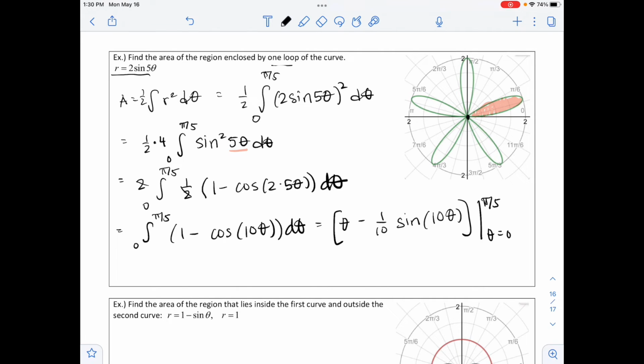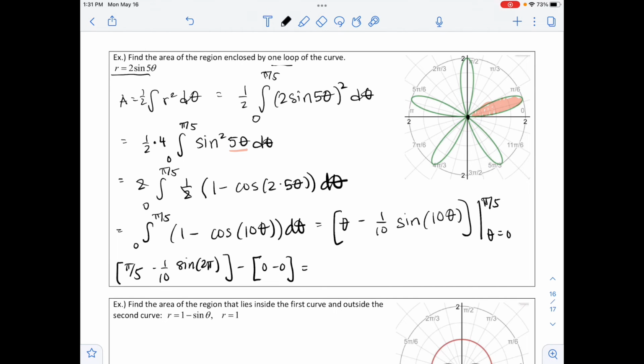And so by first substituting in pi over 5, we have pi over 5 minus 1 over 10 times sine of 2 pi, minus, and then substituting 0, the first term would be 0, and then sine of 0 is also 0.